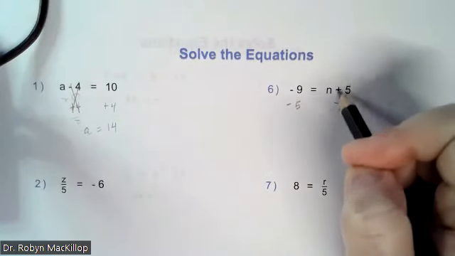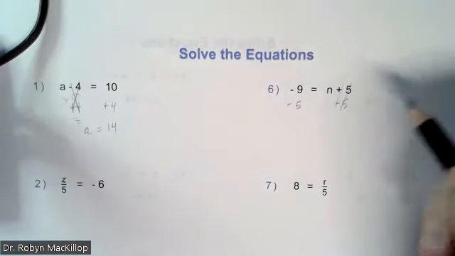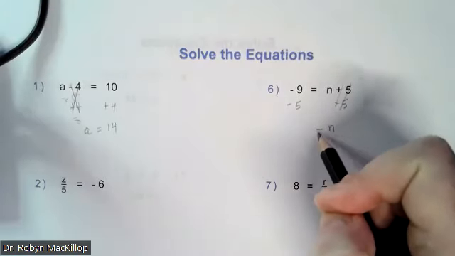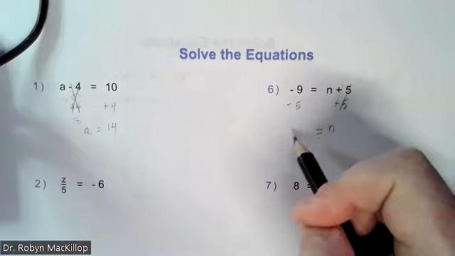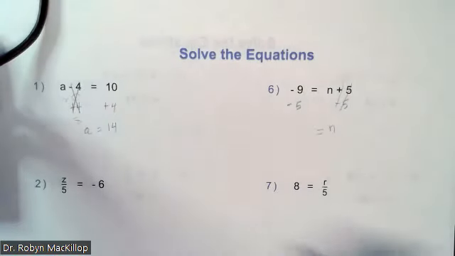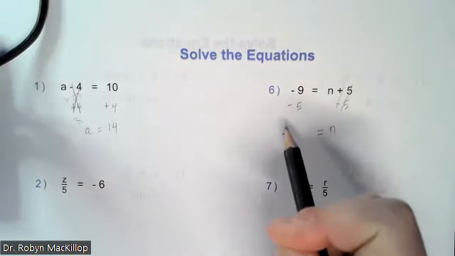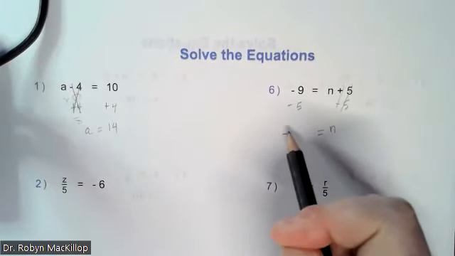This is gone. That cancels out. That leaves us with n equal sign -9 plus -5. This is going to be a negative number. And then you just add the two numbers together, 9, 10, 11, 12, 13, 14.